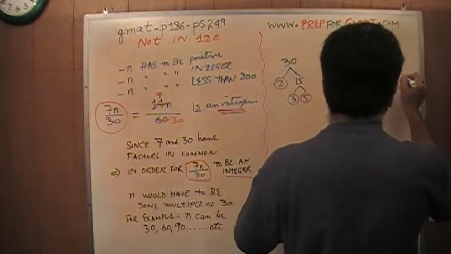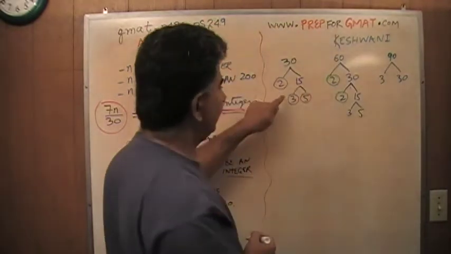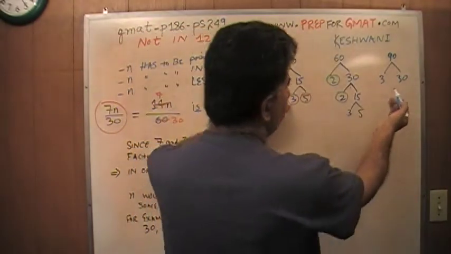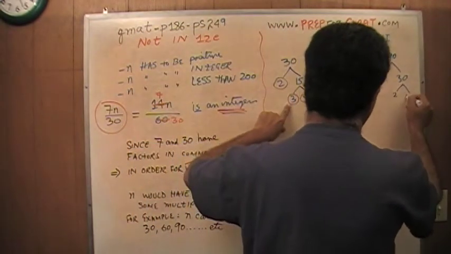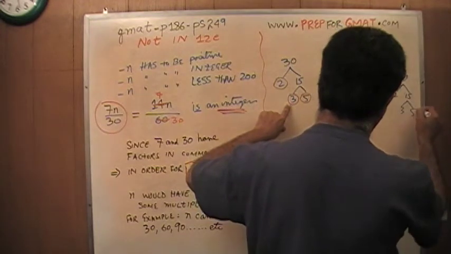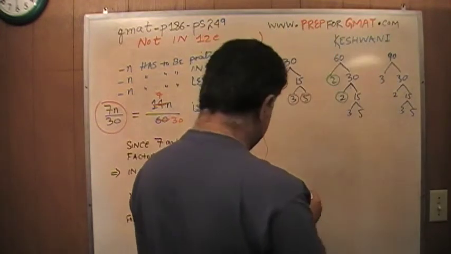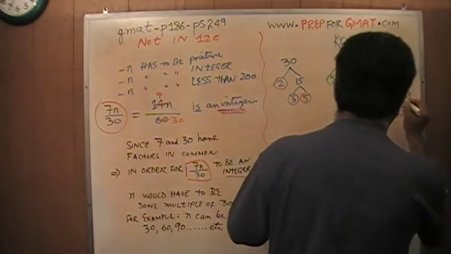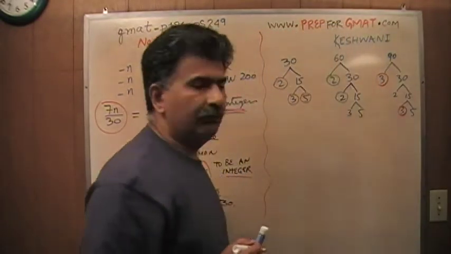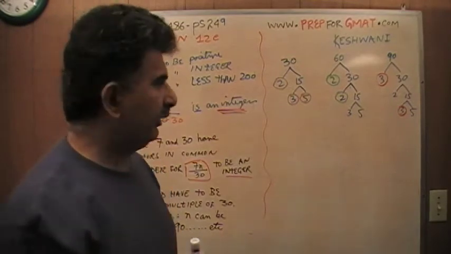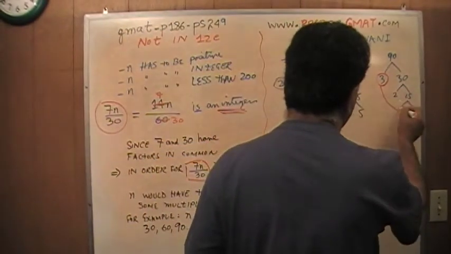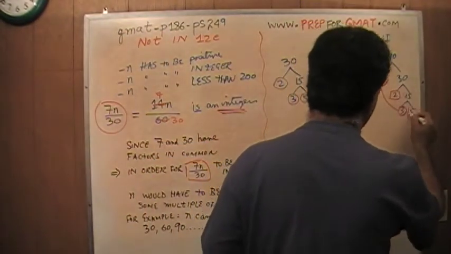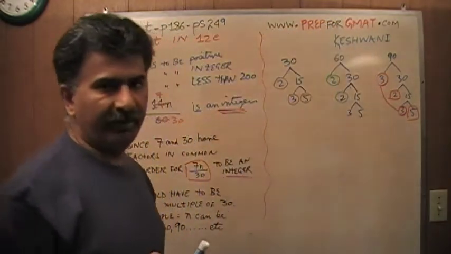Well, 3 times 30, and we're back to where we started. 3 times 30, we already counted 3, and then we have 30. 30 again would have 2 times 15, and then 3 times 5. Again, these two 3's will not be counted twice. We're only going to count it once. So 3 is a prime factor of 30, and so is 2, and so is 5. Just like before, there are 3 prime factors.